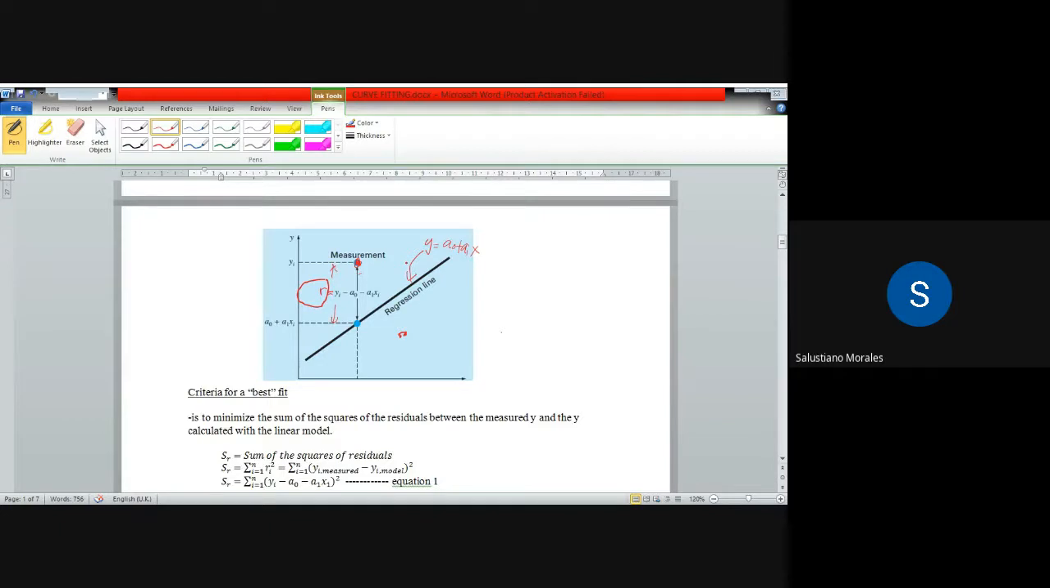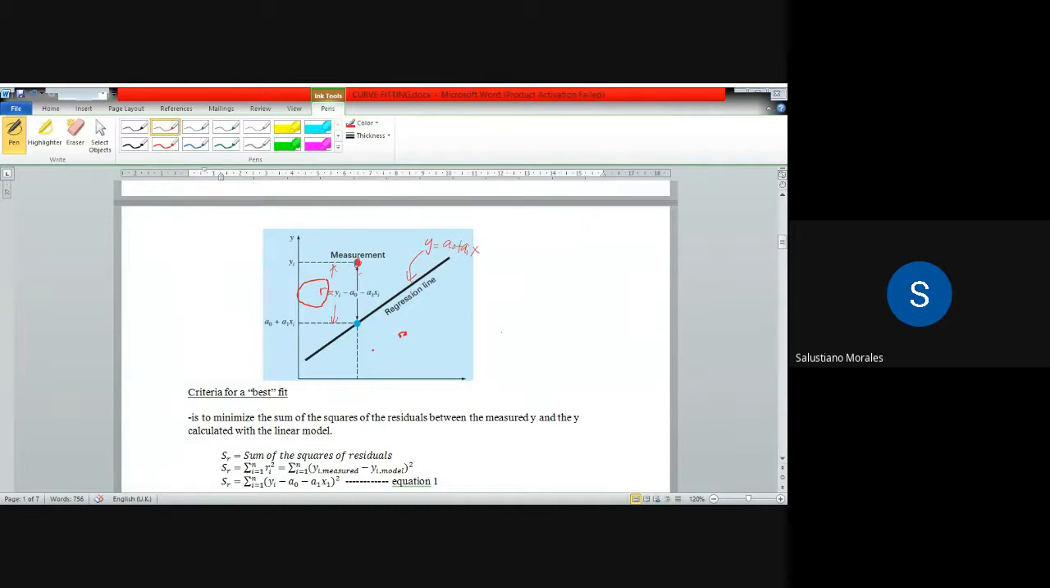And there's a tendency that if you add them arithmetically without squaring, the value is equal to 0. So meaning kung 0 yung R mo, the summation, meaning the line should be passing through all the given data points. So that is not a good measurement for a best fit.